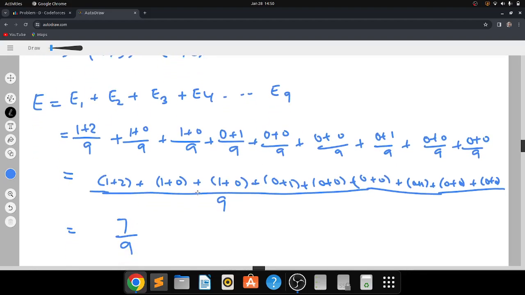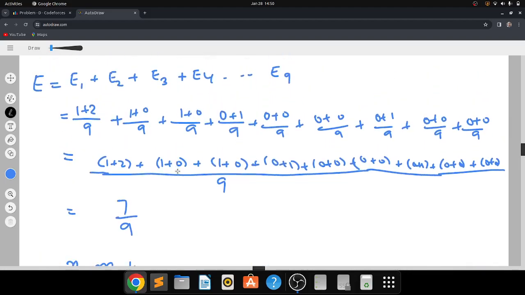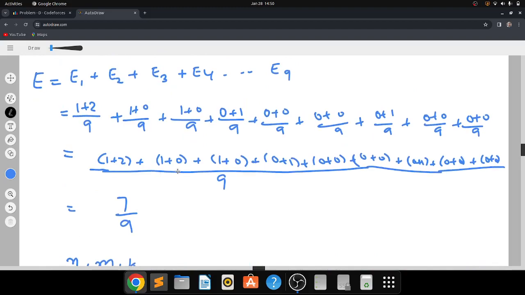Now one thing you can notice is the denominator is the same for all of these expected values, right? From E1 to E9. And what is the denominator? The denominator is actually the total number of possible ways, and the total number of possible ways is equal for all of these expected values. So we can take the denominator as common and just add the numerators, right? So the numerators sum to 7, giving 7 by 9. So this is your expected value for the sample test case.